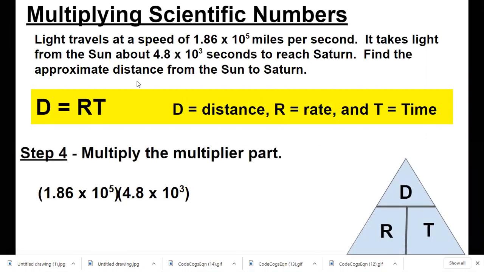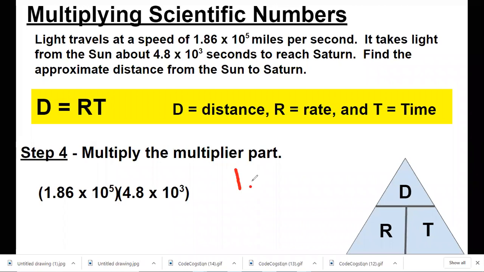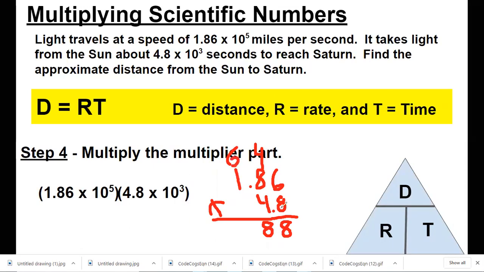1.86 times 10 to the 5th, 4.8 times 10 to the 3rd. We are going to be multiplying 1.86 times 4.8. When we're multiplying, we do not have to line up our decimal points like we do with adding and subtraction. We just pretend they're not there until the end of the problem. So 6 times 8 is 48. Put down the 8, carry the 4. 8 times 8 is 64 plus 4 is 68. Carry the 6. 8 times 1 is 8 plus 6, 14.